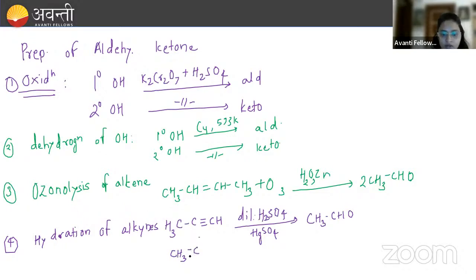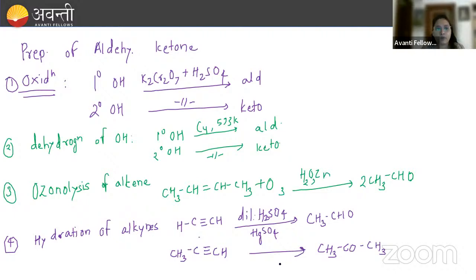I should make the structure different here. There are 2 carbons, and I have written 3 carbons in this. So here it will be CH3C≡CH. Then we will get aldehyde. If we have alkynes like this way, then we will get ketone: CH3, 3 carbons, COCH3. Any doubt? Same reagent.